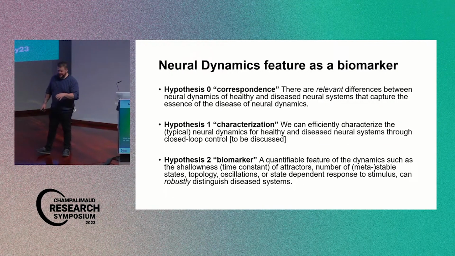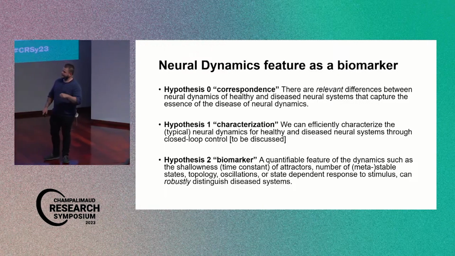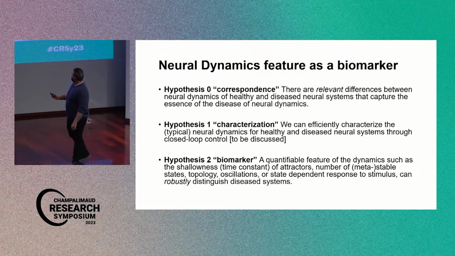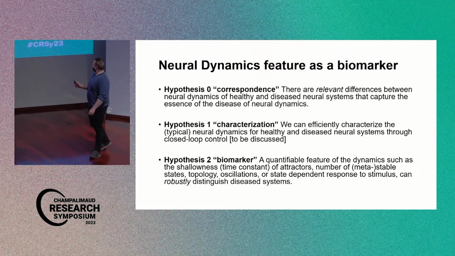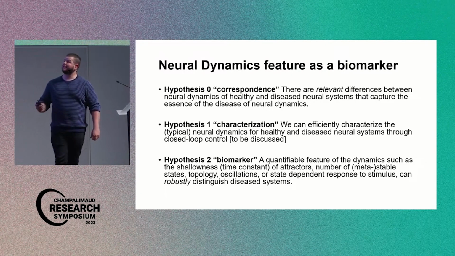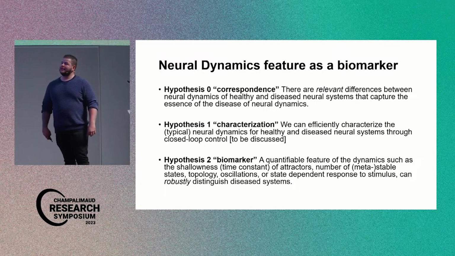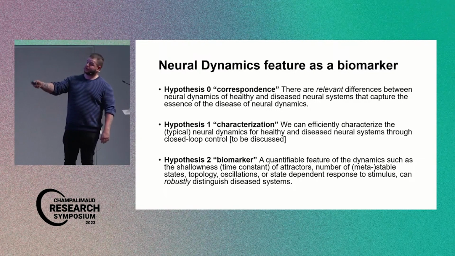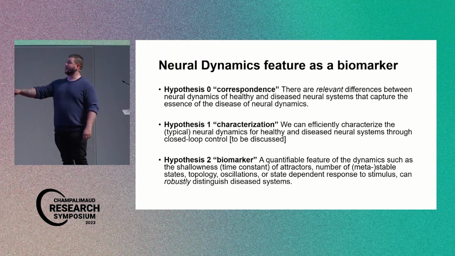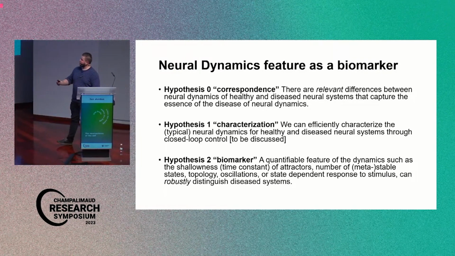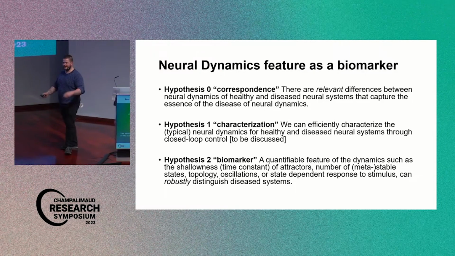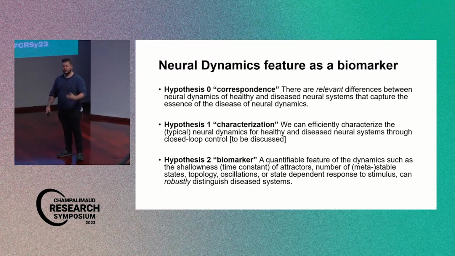So this brings me to the core point of this talk, which is these three hypotheses that I want to put forth. The first being hypothesis 0, correspondence: that there are relevant differences between neural dynamics of healthy and diseased neural systems that capture the essence of the disease of neural dynamics. Bringing us to number 1, characterization: that we can effectively characterize neural dynamics for healthy and diseased neural systems through closed-loop control. And this is going to be the topic of our next section of the talk.